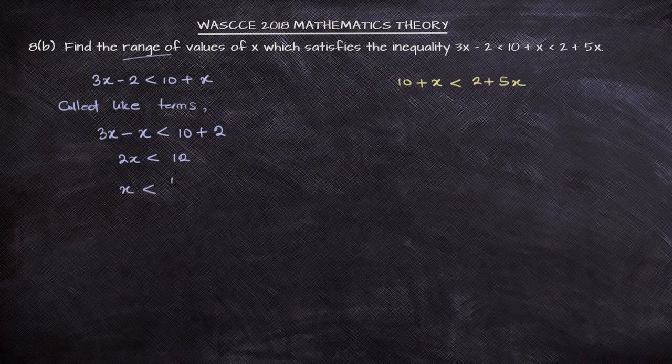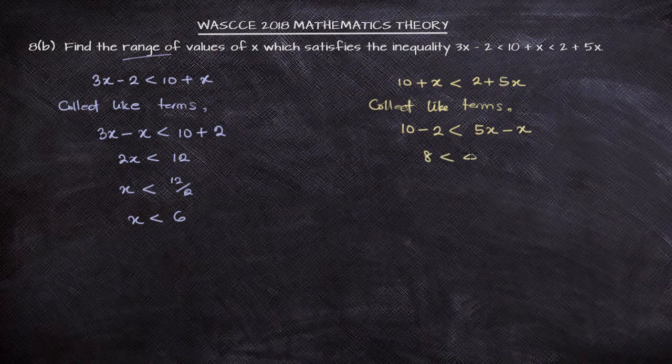And if we divide through by 2, it will give that x is less than 6. Then for this other one, if you also collect the like terms, you can say now 10 minus 2 will be less than 5x minus x, and that will give 8 is less than 4x, and dividing through by 4, 8 over 4 will be less than x, so that we have 2 is less than x. Now we have two expressions, x is less than 6 and 2 is less than x.